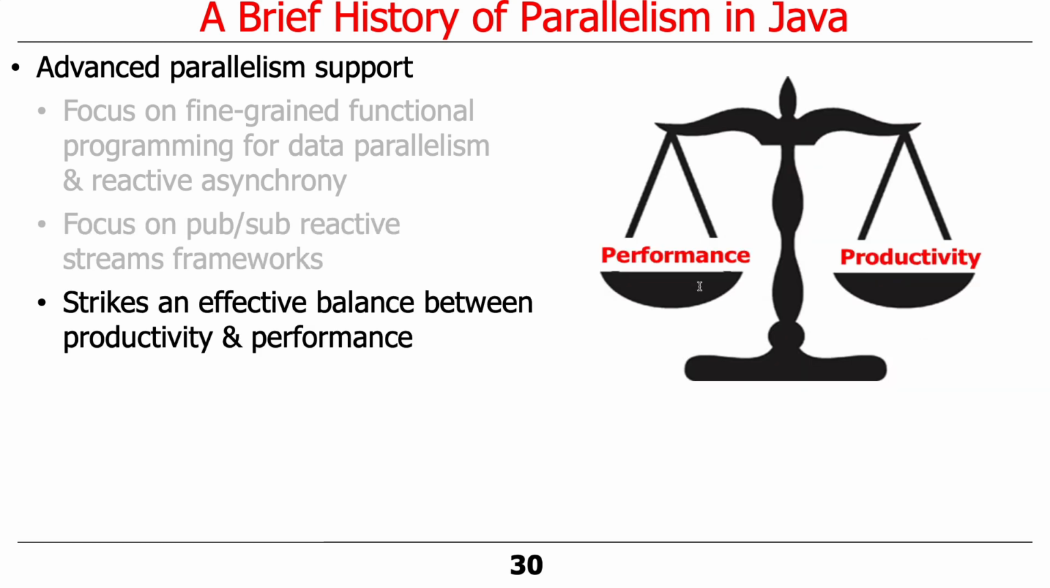So one thing to keep in mind with all the things we just talked about, especially the later features that came into Java, is that they're trying to strike an effective balance between productivity, which is making people more productive, making people more efficient, and better performance, which is about making computers work better or using the power of computers more effectively.